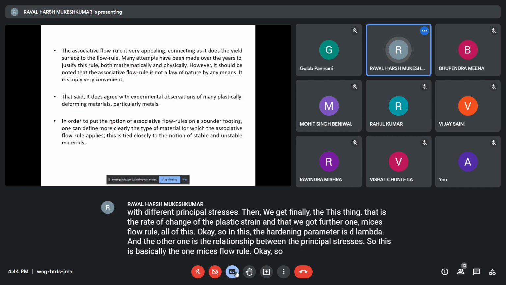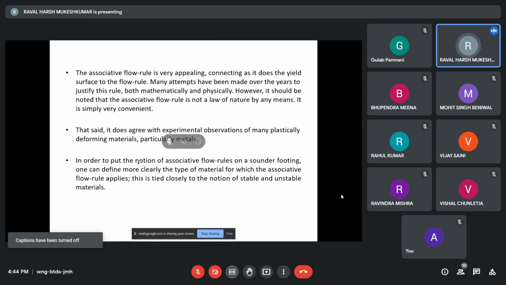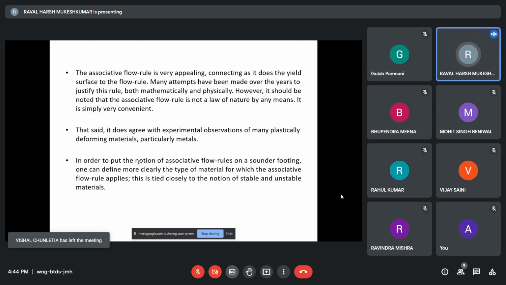Okay, so in the next slide, we can see the flow rule. Many attempts have been made over the years to justify this flow rule, both mathematically and physically. However, it should be noted that the associative flow rule is not a law of nature by any means. It is simply very, very convenient. And in other respects, it does agree with the experimental observations of many plastically deforming materials, particularly metals.